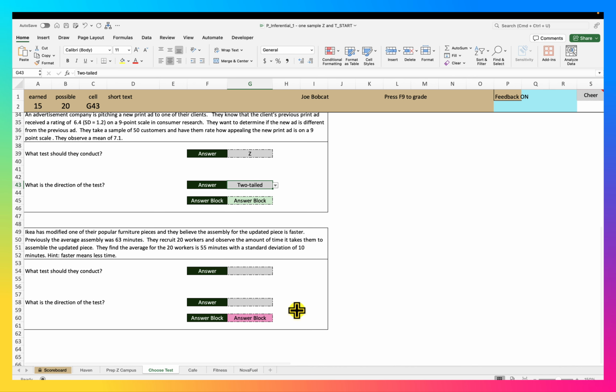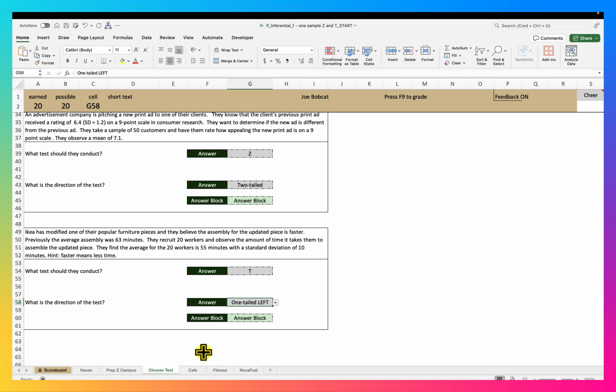And last one, was 63. Okay, so they have a standard deviation, but it's for the sample. So they don't have the population one, so it's a t-test. And they want to see if it's faster. Now, faster, you're thinking faster means more, but it doesn't. Faster means less time. So it's one tail, left. And that takes care of these. So let's keep going.